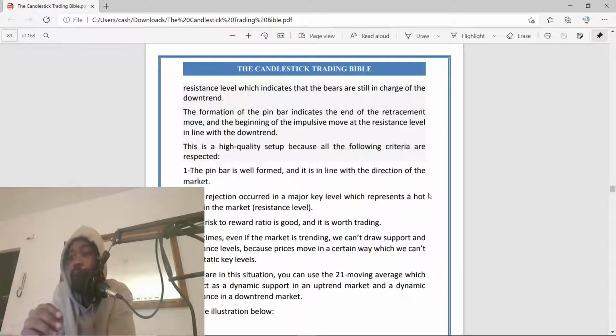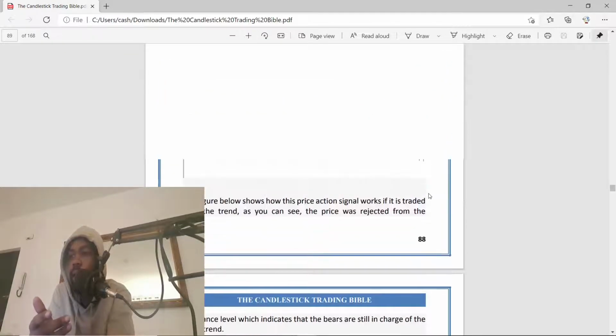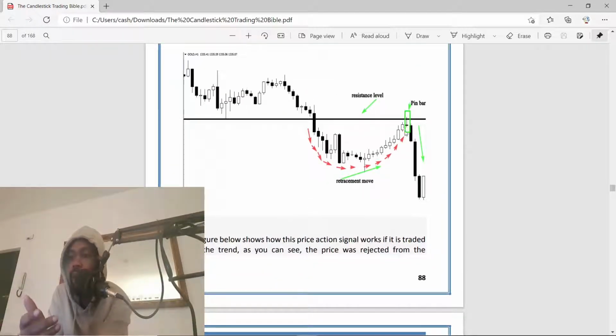The risk to reward ratio is good and it's worth taking the trade. And you can see from the example that if you took the trade here, you'd have a very, very small stop loss.